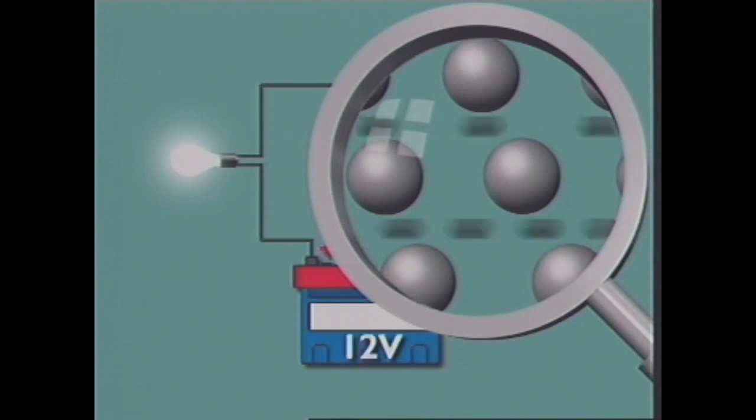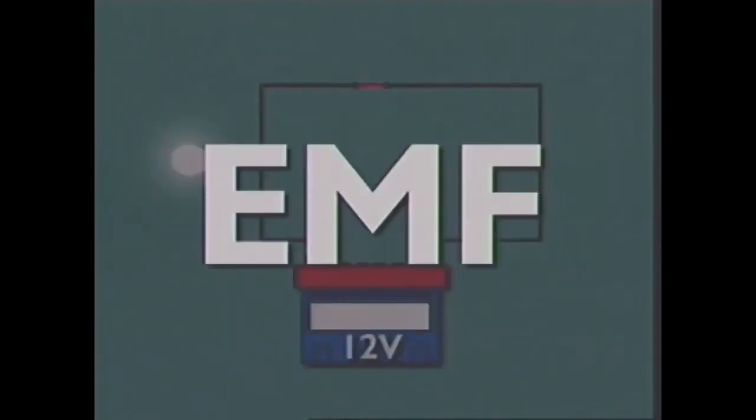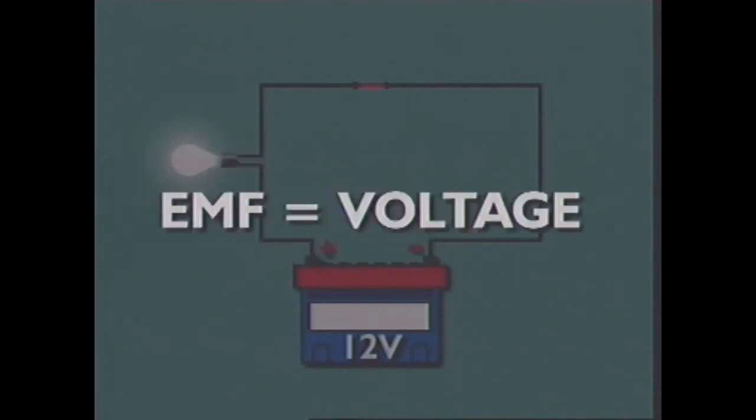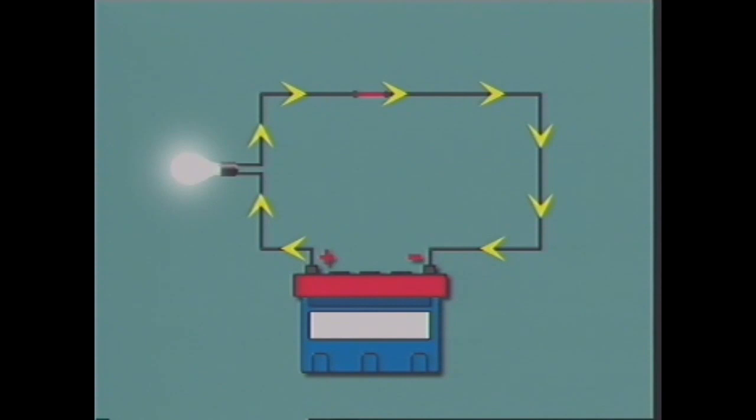The greater the force, the stronger the electrical current. The force is called electromotive force, or EMF. It's also known as voltage. Also affecting the current flow in a circuit is electrical resistance, measured in ohms.